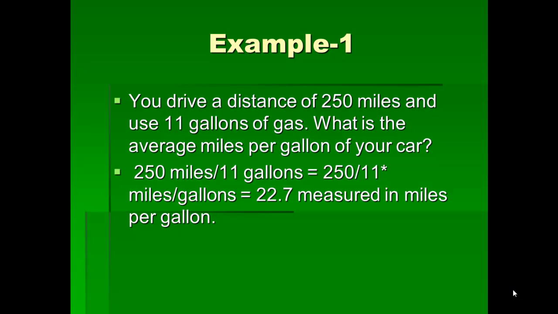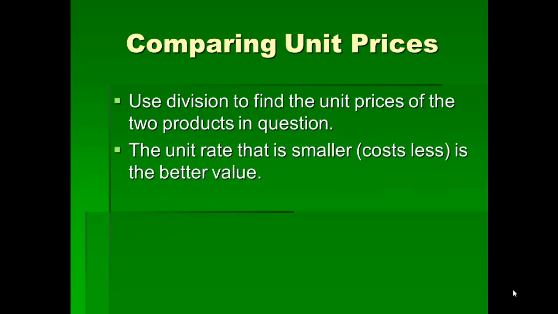Comparing unit prices. Use division to find the unit prices of the two products in question. The unit rate that is smaller costs less and is the better value.